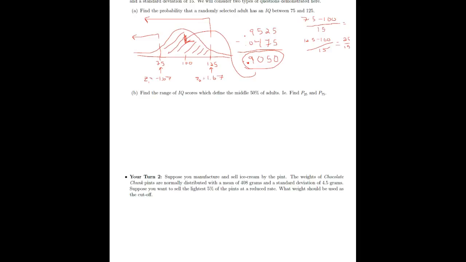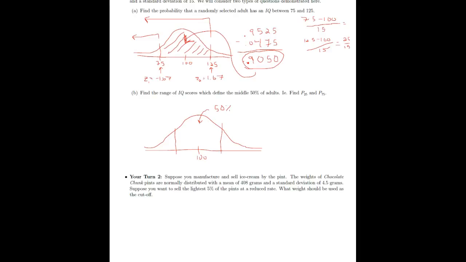Okay? All right. Example B, find the range of IQs which define the middle 50% of adults. So in other words, find P25 and P75. So I'm going to draw my curve again. Always start every problem by drawing your curves. So we know 100 is in the middle. And we're trying to find P25 and P75, which basically are going to chop this curve up so that we have our middle 50%. So we want this to be 50% of our data, the middle 50%, and we want to find these two IQ scores.